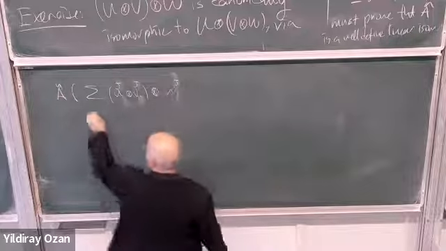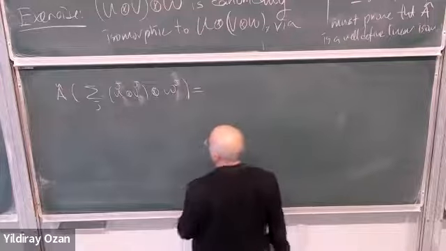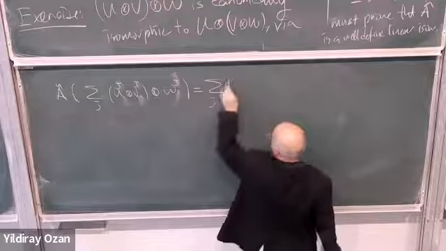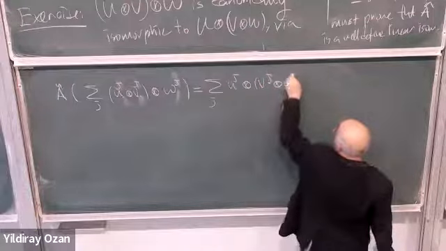So what will be the image of this? The image of this will be just the summation of u_j tensor w_j.